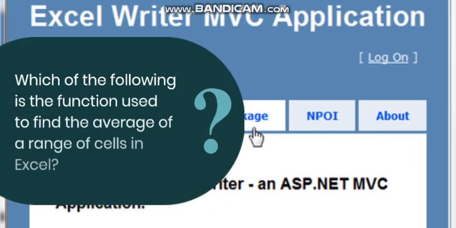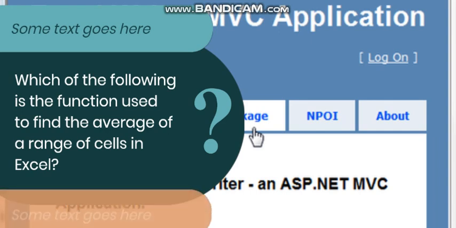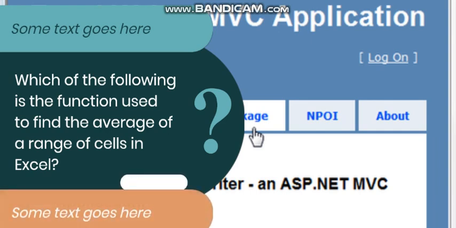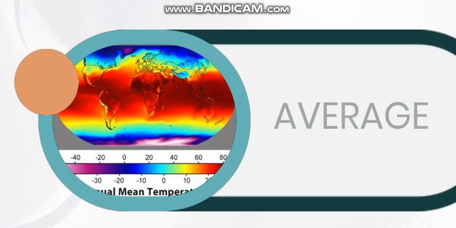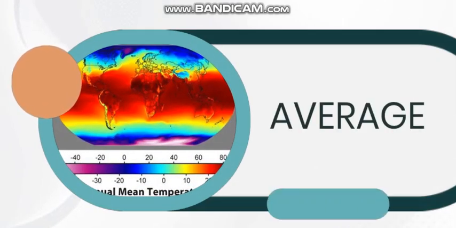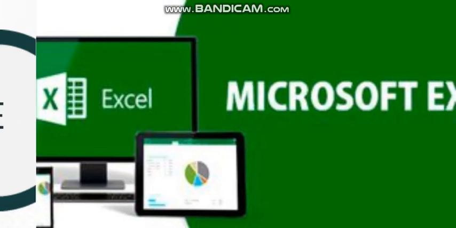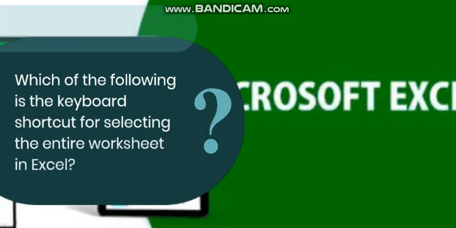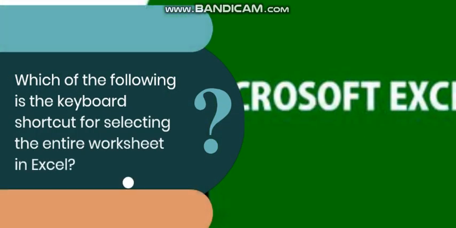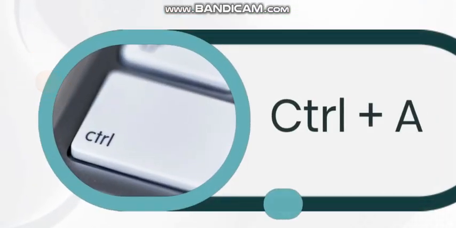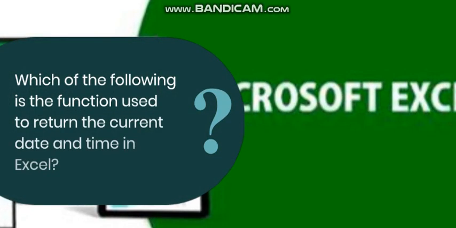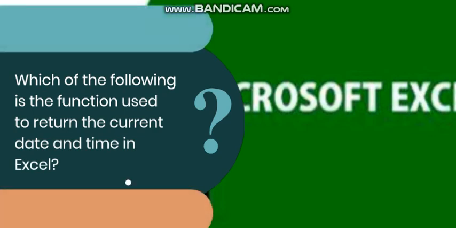Which of the following is the function used to find the average of a range of cells in Excel? Which of the following is the keyboard shortcut for selecting the entire worksheet in Excel? Ctrl+A. Which of the following is the function used to return the current date and time in Excel?